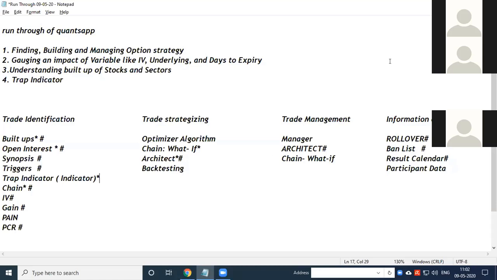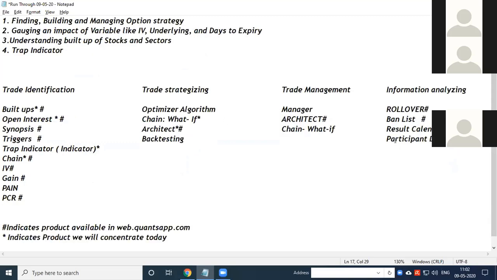Now if we look at how the entire Quantsapp offering is, we can divide the tools among four main broad categories. Namely, the tools which we use for trade identification, second for trade strategizing, third trade management, and fourth information analyzing.